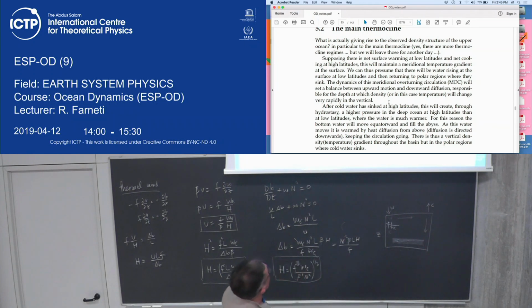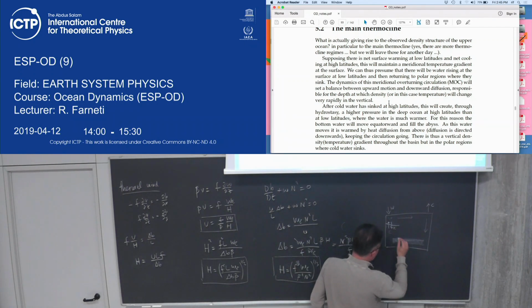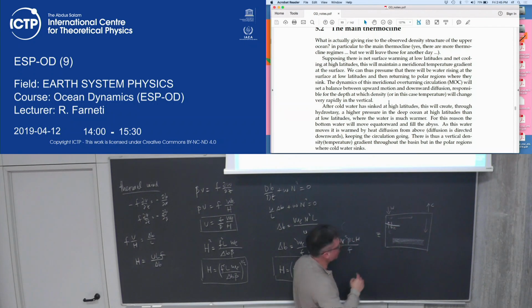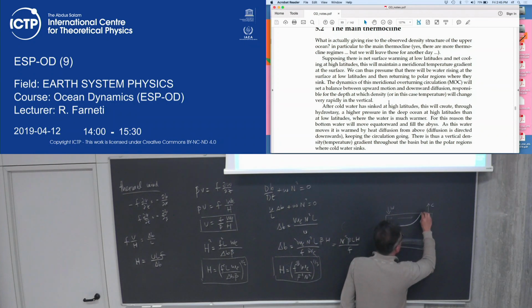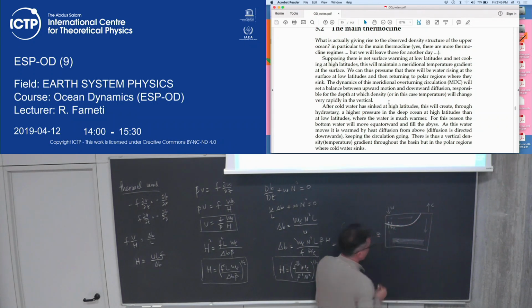And so there is a vertical density or temperature gradient throughout the basin. This is the region where density or temperature changes very rapidly, and the cold water is turned into warm water through diffusion. But this is not happening in polar regions, because in polar regions the water becomes very cold, very dense, and sinks to the bottom. So all this region is very homogenized. There is no stratification here. So this region where the density or the temperature changes very rapidly is going to look a little bit like this through diffusion processes.